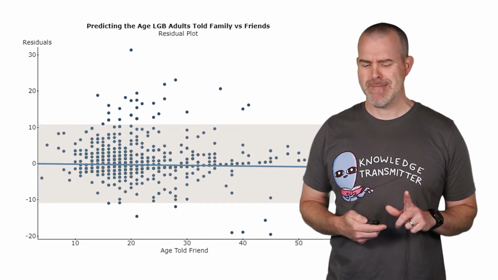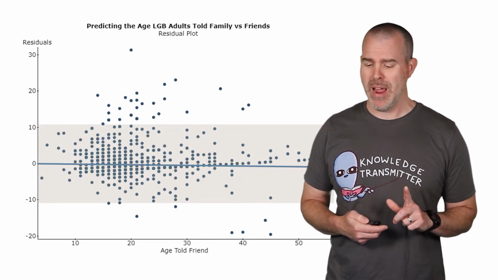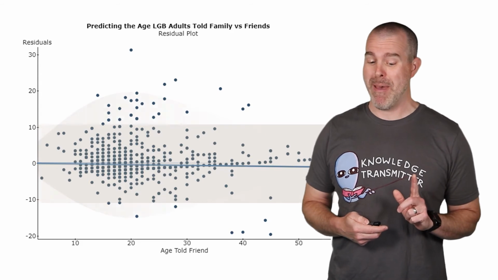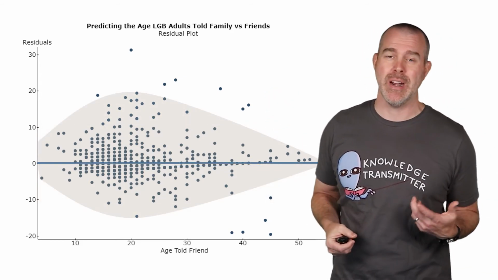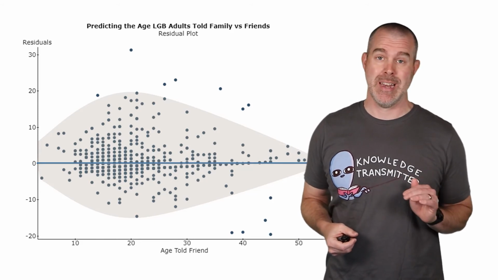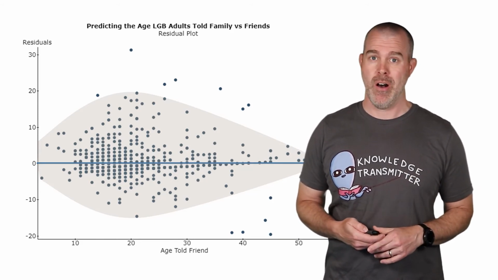But we're supposed to have a consistent spread here. This one is really bad. It's like spread out in the middle and then very condensed over at the end. So that is not good at all.